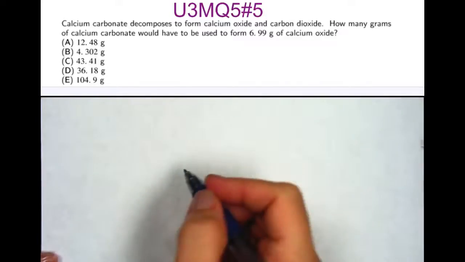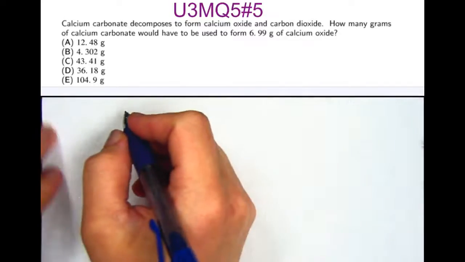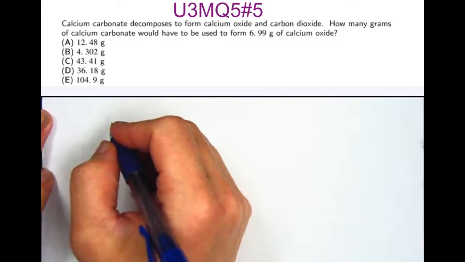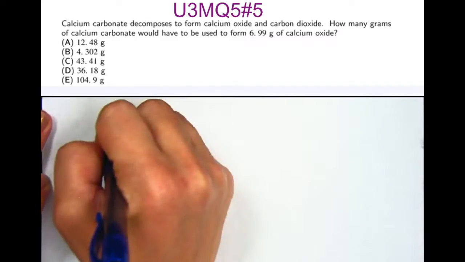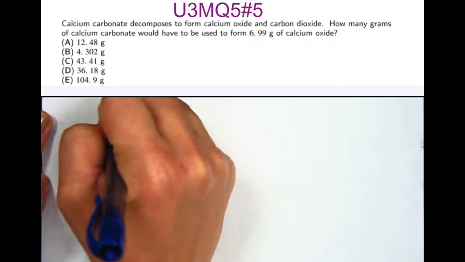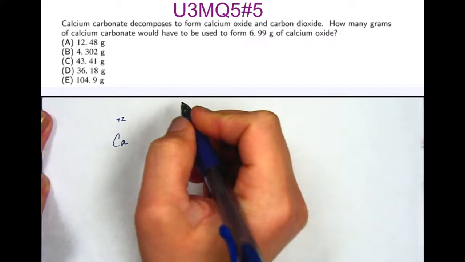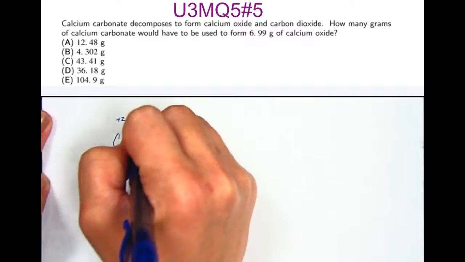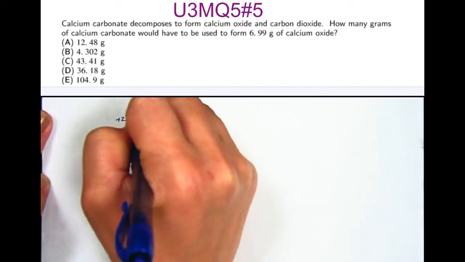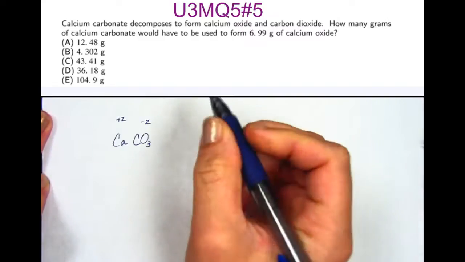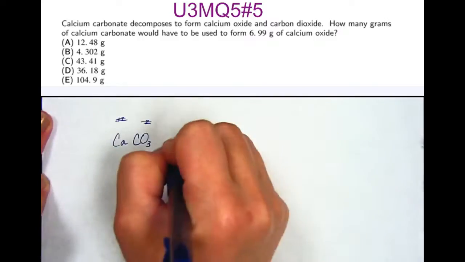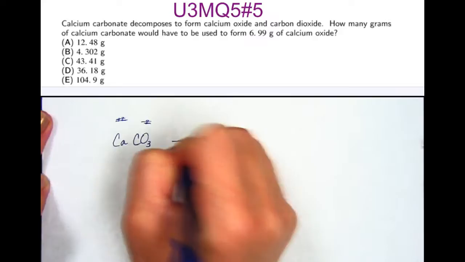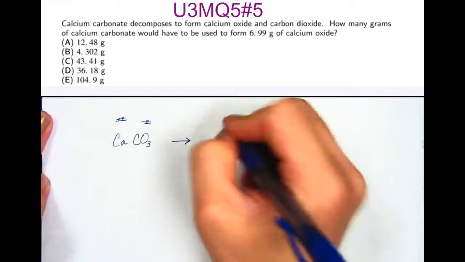First, we'll need to translate the equation. We're given that calcium carbonate decomposes to form calcium oxide and carbon dioxide. Calcium is Ca with a +2 charge, and carbonate is a polyatomic ion, CO3, and it has an overall -2 charge. When we balance the charges, +2 -2, they cancel. It's going to decompose, so yield calcium oxide.